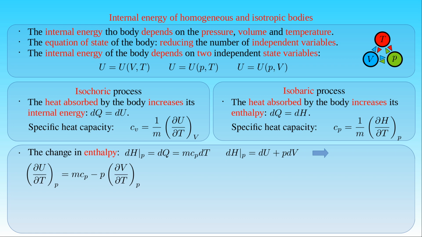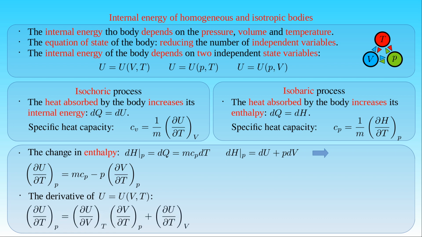At the same time, we can also differentiate the internal energy U as a function of the volume V and the absolute temperature T with respect to the temperature for a constant pressure. Then its partial derivative can be written as the partial derivative of the internal energy U with respect to the volume V for a constant temperature, times the partial derivative of the volume V with respect to the absolute temperature T for a constant pressure, plus the partial derivative of the internal energy U with respect to the absolute temperature T for a constant pressure. In the first term, we use the chain rule of the derivative of the composition of the functions U and V. Since the left-hand side of these equations are the same, we can combine them into one expression.